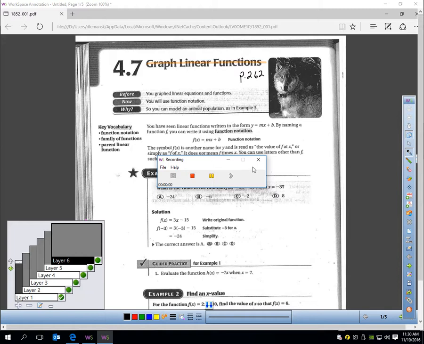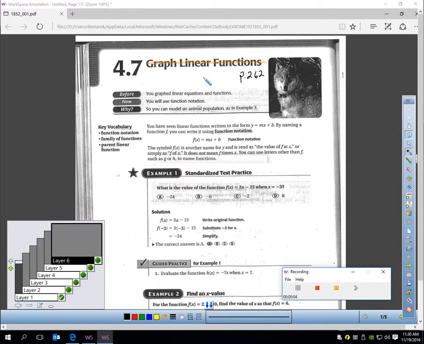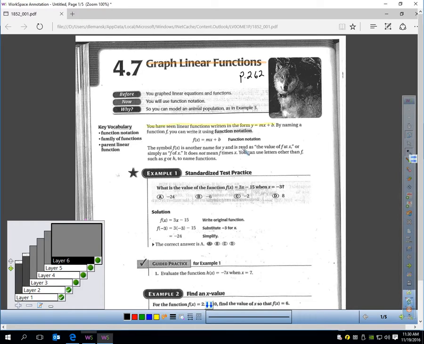Lesson 4.7, page 262, and this lesson is finishing chapter 4. It's entitled Graphing Linear Functions. You have seen linear functions written in the form y equals mx plus b. That's called slope-intercept form.